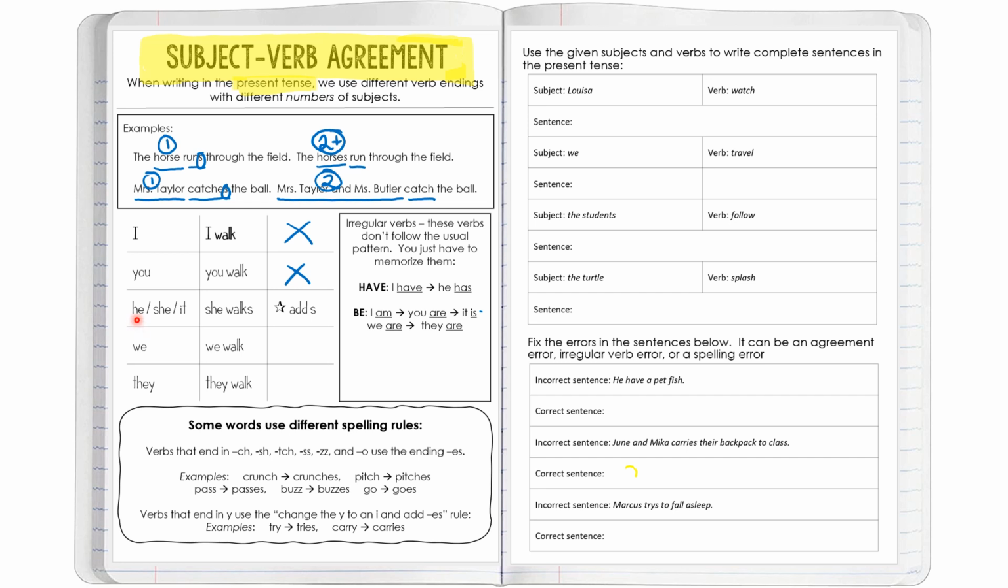For my third subject, I can have he or she or it, any of those. If I'm going to use anything like he, she, or it, and I'm going to ask you to add or name the person or object, like in the case of the horse or in the case of Mrs. Taylor, for those, I am turning walk into walks. I have to add an S. I'm going to also shade those in with my highlighter. There's my S.